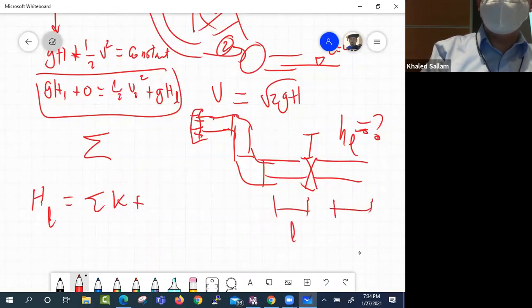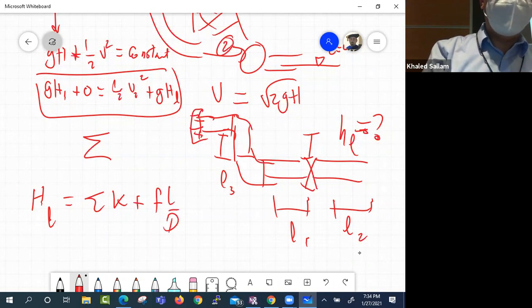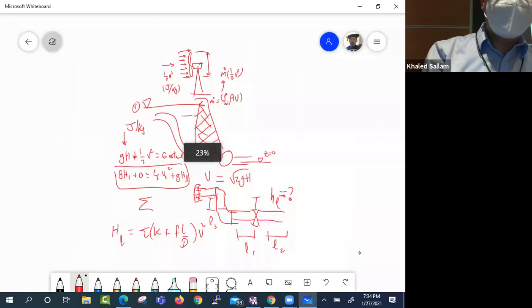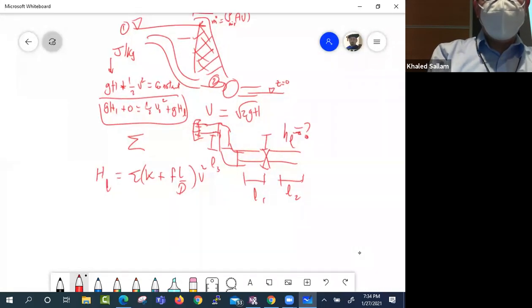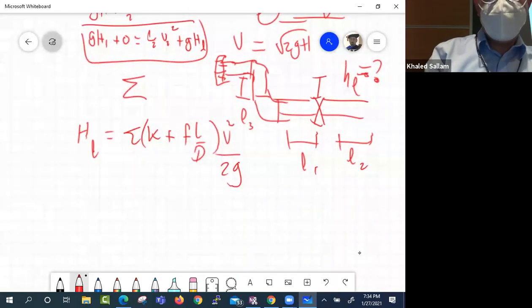L1 and L2, and what do we do with all that, guys? All those lengths. We say f L over D, where L is the length of the pipe and D is the diameter of the pipe. And all this is multiplied by V squared over 2g.